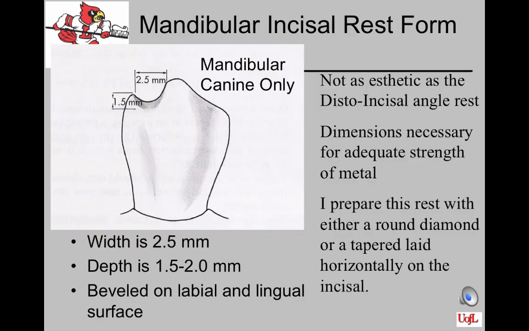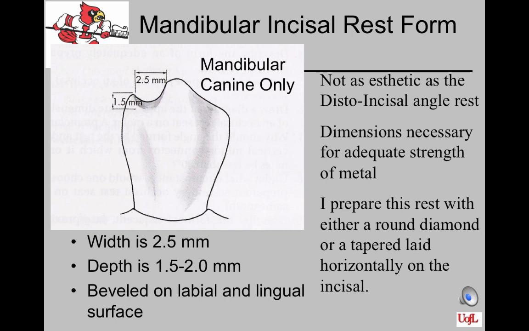The incisal rest can be placed on the mesial incline or the distal incline of the canine. One thing that may affect that is occlusion. The width of the preparation is about 2.5 millimeters wide, and the depth is 1.5 to 2 millimeters. It is beveled on the labial and lingual surface, and you can kind of get a hint of this by the shading that's on the tooth above. It is not as aesthetic as the distal incisal angle rest because it is a little bit more hidden. The distal incisal angle rest is a little more hidden.